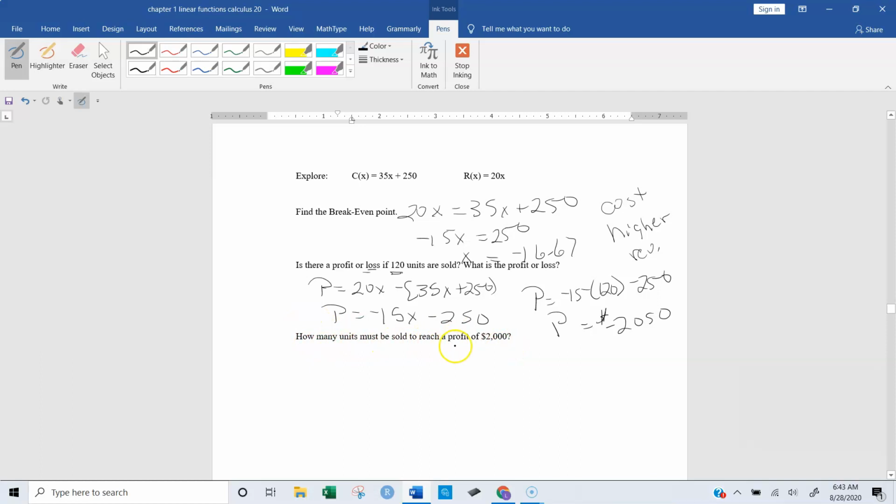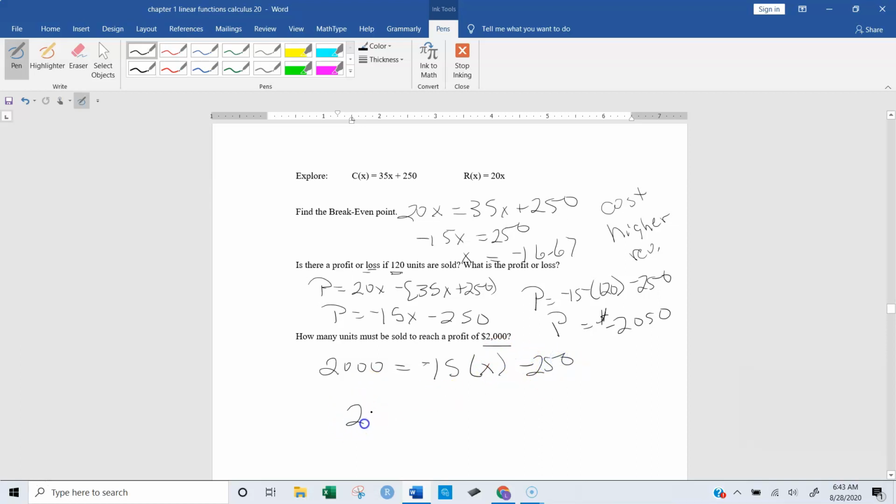How many units must be sold to reach a profit of 2,000? Right now you already know this is not possible because you will not reach a profit. It will be a negative number. So when you solve this mathematically, there should be a negative number when you're done. So you can say 2,000 is the profit I want to reach. We're going to plug it in to the negative 15x minus the 250.